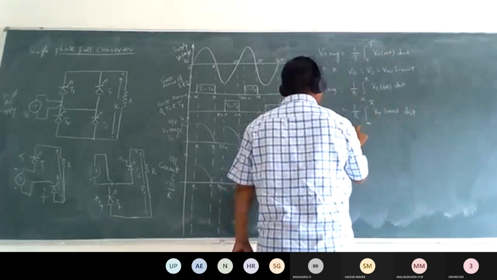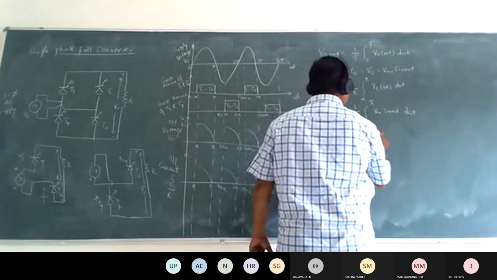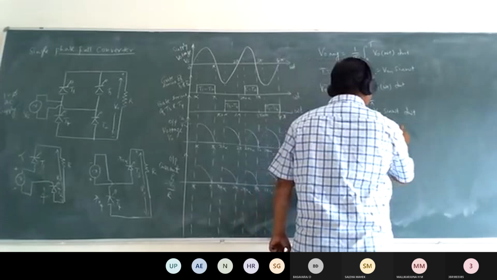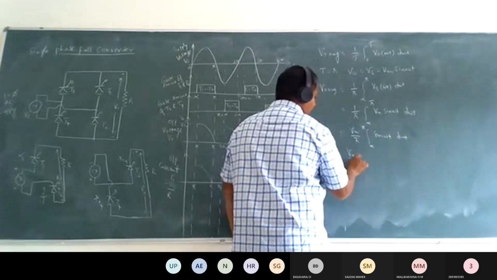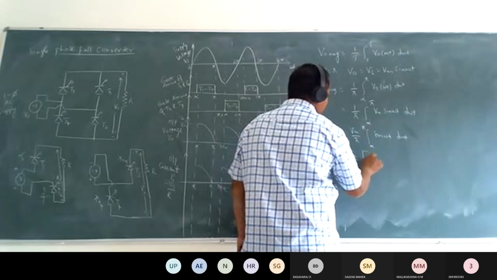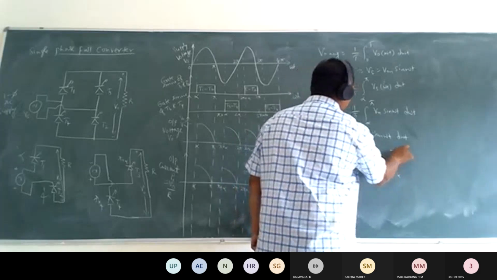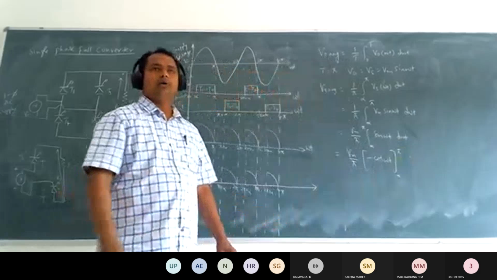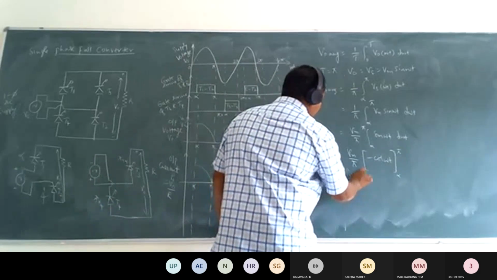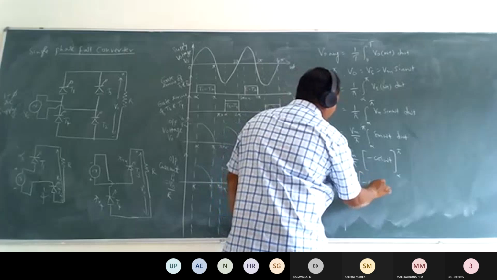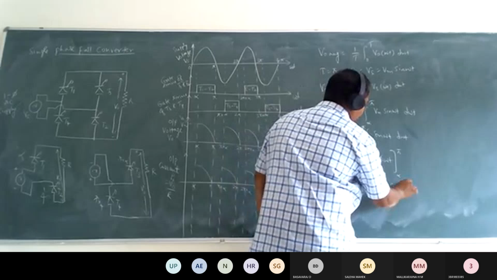You just integrate that value. Vm divided by pi, integral from alpha to pi of sine omega t d omega t. Then this is equal to Vm divided by pi. The integral of sine, as you already know, is minus cos omega t, between the limits from alpha to pi. Then just substitute over there: Vm divided by pi, minus cos pi minus of minus cos alpha.